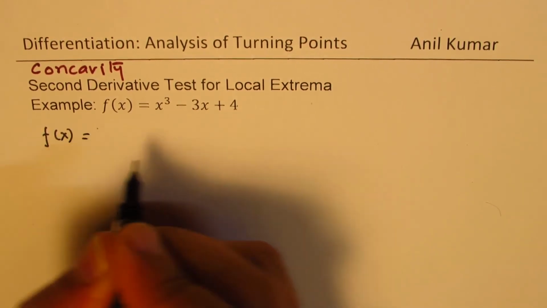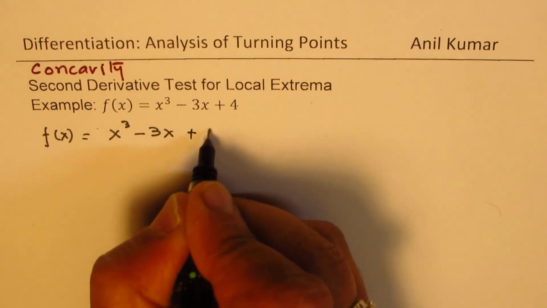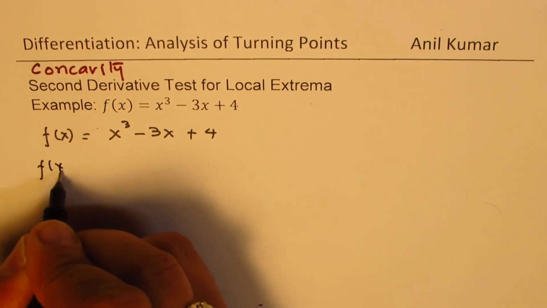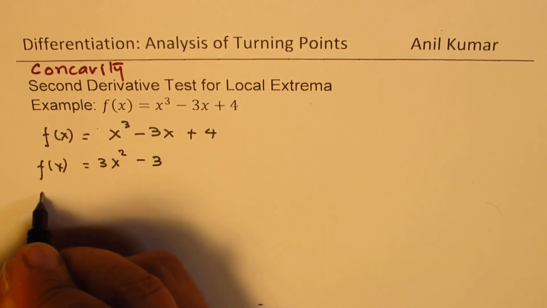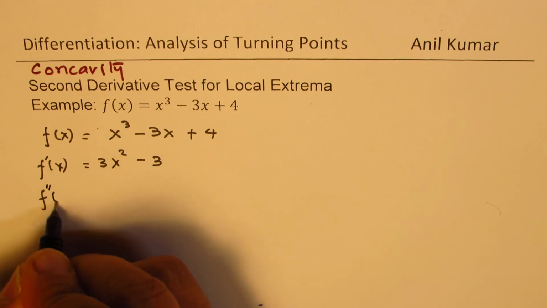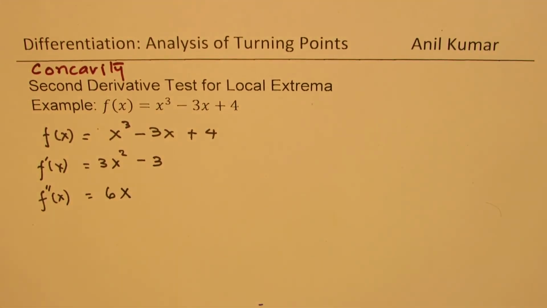using the second derivative, right? So let's figure out what the second derivative is. The function given to us is x cubed minus 3x plus 4. The first derivative of this function is 3x squared minus 3. The second derivative for this function is 6x, right?